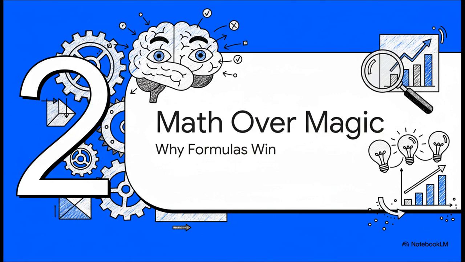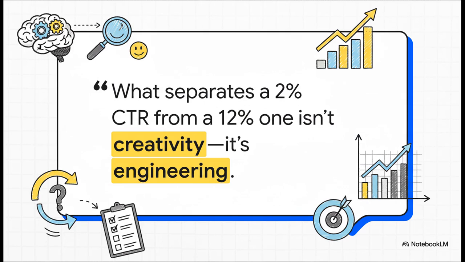This is really about shifting your thinking, moving from being an artist to being more of an engineer. It's about using formulas, driven by data, that consistently, and I mean consistently, beat pure unstructured creativity. And this quote right here, it's really the heart of this whole explainer. It's talking about click-through rate, or CTR. That's just the percentage of people who see your headline and actually click on it. The jump from a 2% CTR to a 12% one, that's not about a clever turn of phrase. It's about a well-engineered structure.